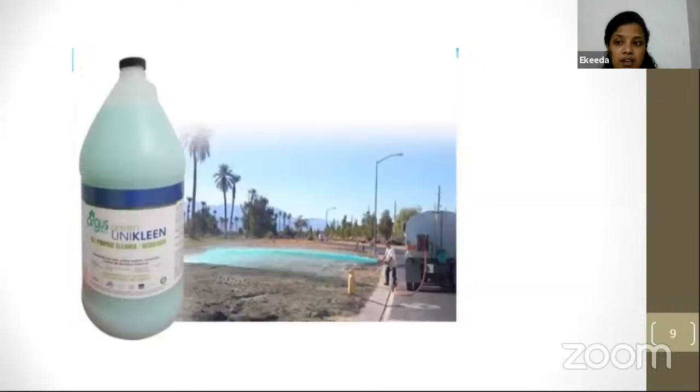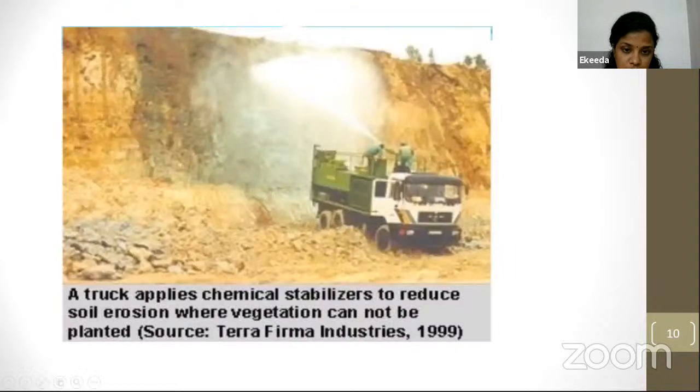For example, this is how we can pump the chemicals into the soil. A truck applies chemical stabilizers to reduce soil erosion where vegetation cannot be used. A nature-friendly method to reduce erosion is planting vegetation, but in some cases it's not practical to plant trees or vegetation on the slope. In that area, we can apply chemicals so that the erosion can be reduced.